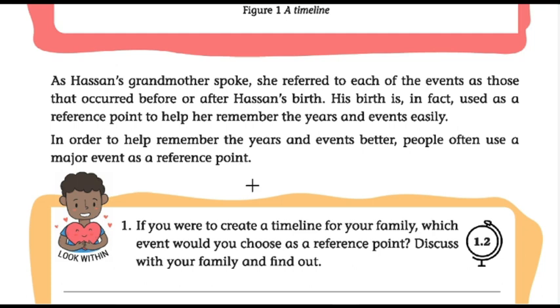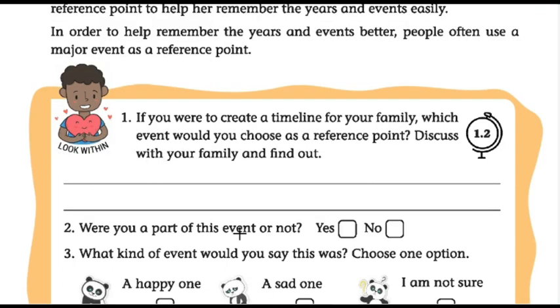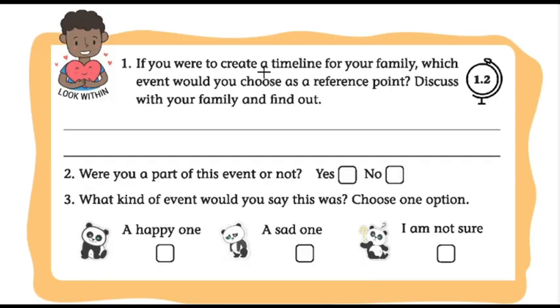Here they are giving one exercise for you, which is easy. If you were to create a timeline for your family, which event would you choose as a reference point? Discuss with your family and find out. You have to ask your parents, discuss with your family, and make it.